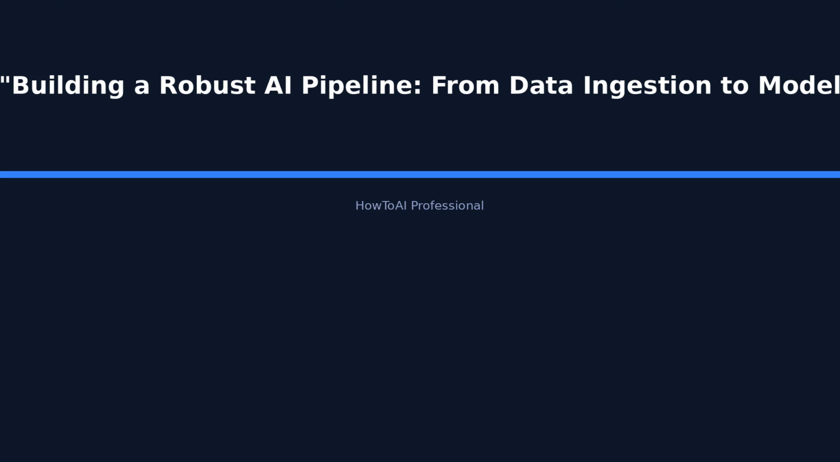Data ingestion. The first step in any AI pipeline is data ingestion. This is where you gather the raw data needed to train your models. The data can come from various sources: databases, APIs, web scraping, or even user-generated content. It's crucial to understand the nature of your data. Are you working with structured data, like tables from a SQL database, or unstructured data, such as text, images, or videos? For instance, if you're building a machine learning model for sentiment analysis, you'd likely need to ingest large volumes of text data from social media platforms or customer reviews.